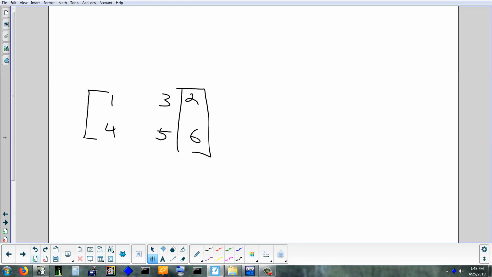But what element do you focus on first? Row 1, column 1, and you would want this to be a what? 1. Already is. What would you focus on next? You'd focus here next and make that a what? 0. A 0.